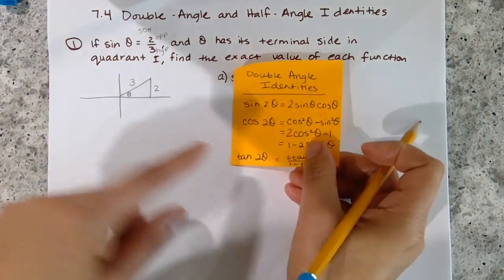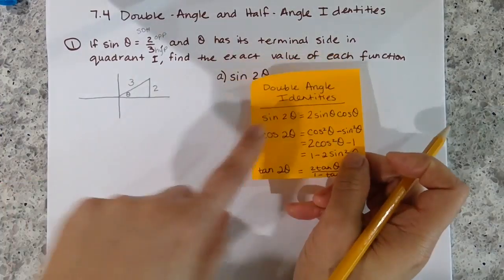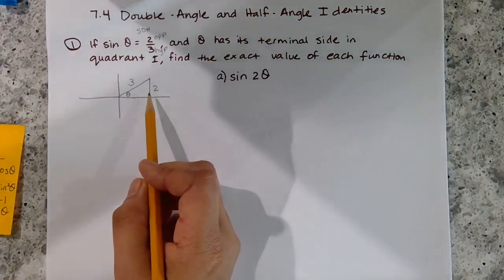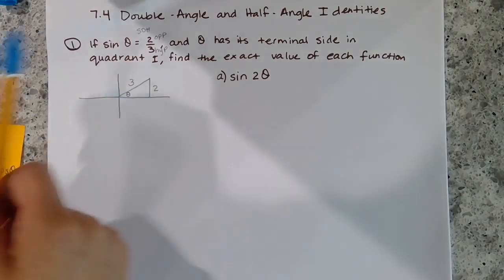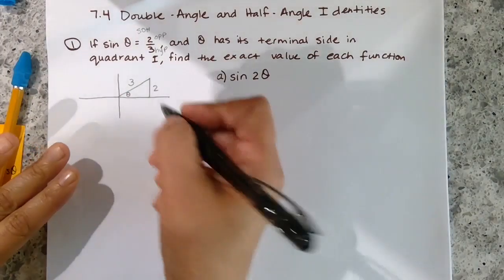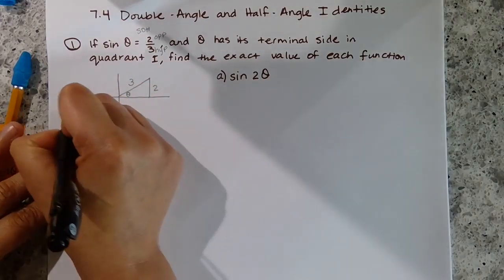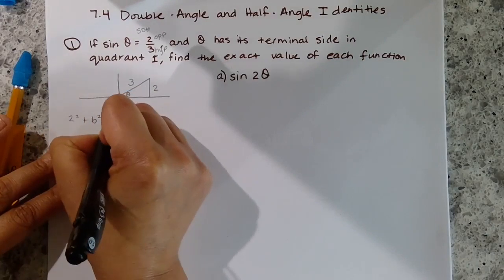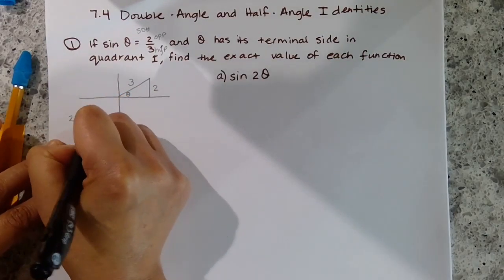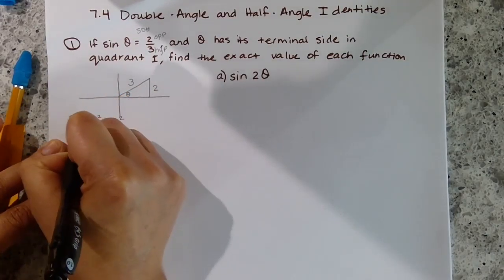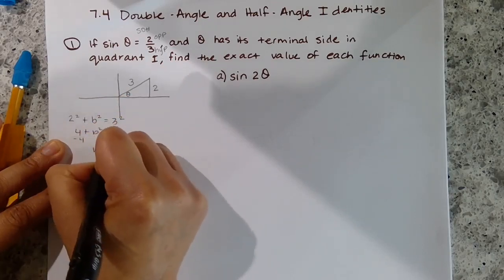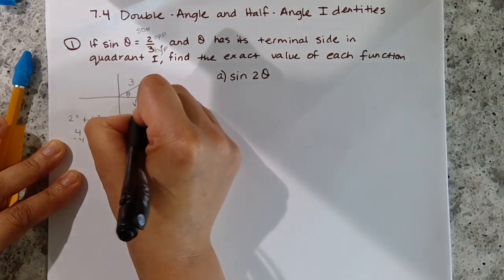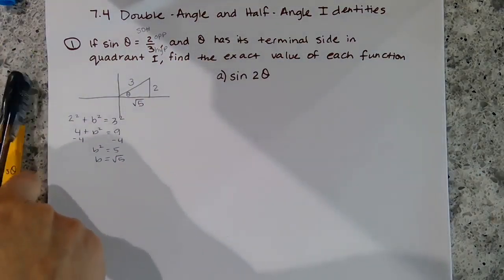Find the exact value of each function. And so we're going to go to our identities and figure that out. But before we continue, what we want to also do is make sure we have all 3 sides. So figure that out using Pythagorean theorem. Okay, so now I have my triangle complete.